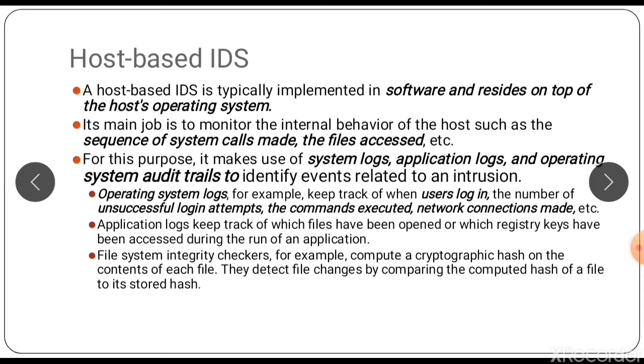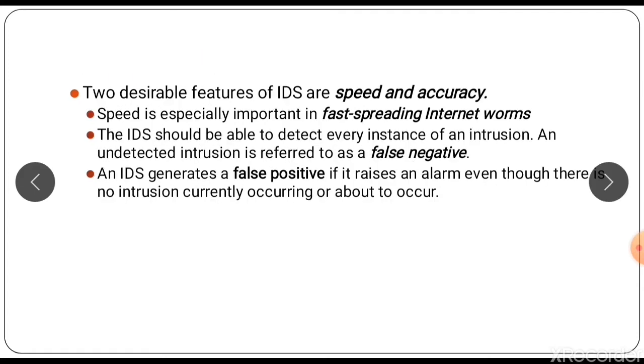Two desirable features of an IDS are speed and accuracy. Speed is especially important in fast-spreading internet worms. For example, early worm detection and an early response mechanism such as autonomous system shutdown can help to reduce the number of infected machines. The ideal IDS should be able to detect every instance of an intrusion.